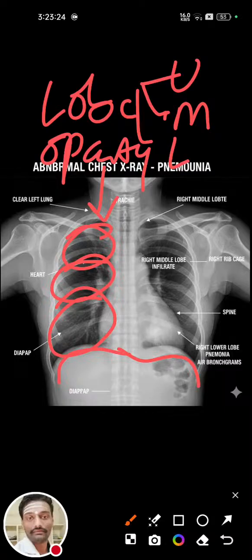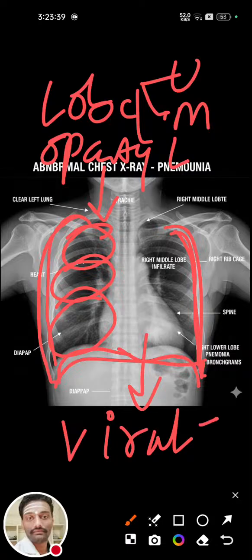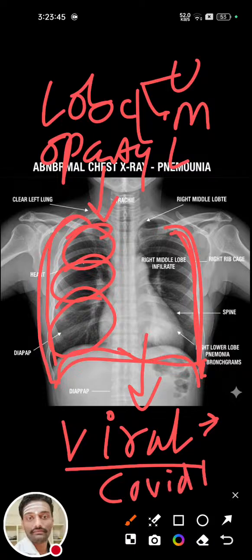And next one is peripheral consolidation. Peripheral means the outer border consolidations, we'll see mainly in viral pneumonia or COVID-19 patients or eosinophilic pneumonia cases. We'll see the peripheral consolidations.